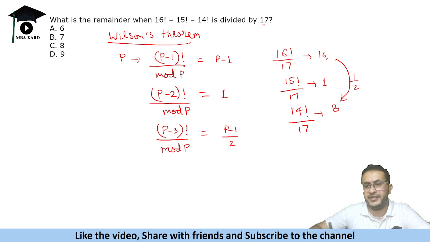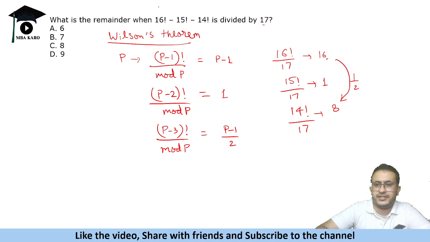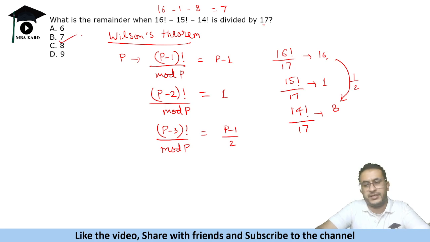Okay, so you get the remainder as 8 in this scenario. Now, this remainder is 16 minus 1 minus 8. 16 minus 9, we get 7 as the answer. So, this is a direct application of Wilson remainder theorem.